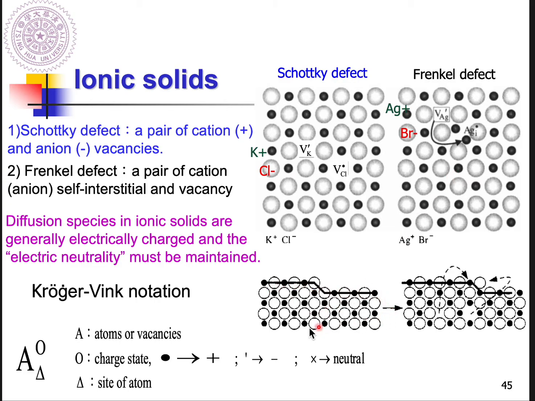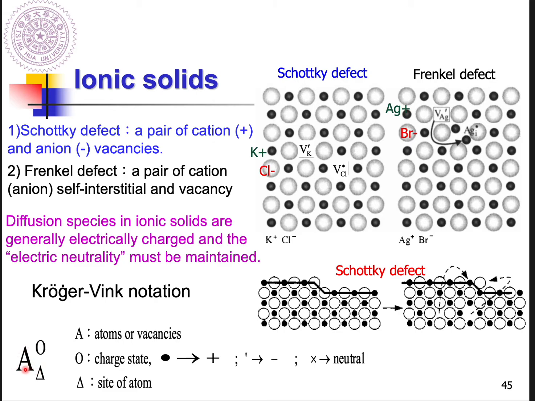We have a solid material here. As long as you remove a pair of cation and anion, then you will generate a Schottky defect pair. And in order to identify which ions are located at which site with what kind of charge state, we need to learn the Kröger-Vink notation here.